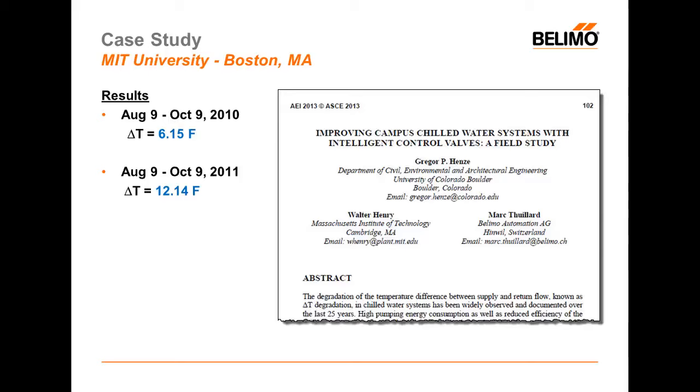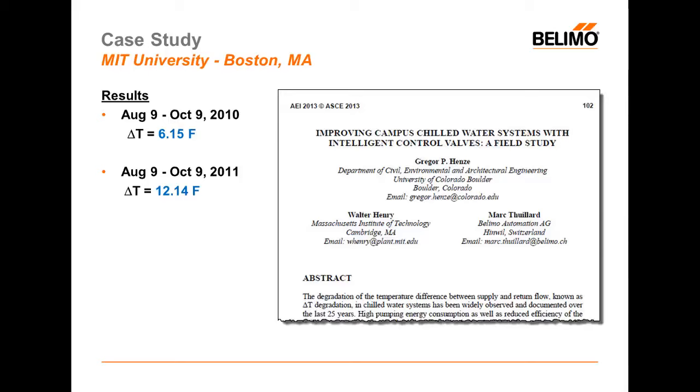The following year, during the same time period, the Delta T was nearly doubled when using Delta T management. Dr. Gregor Henze of the University of Colorado has written an excellent field study report based around the energy valve experience at MIT. This paper was written cooperatively with Belimo and details the hydronic effects experienced in that building. It is very informative and quite technical.